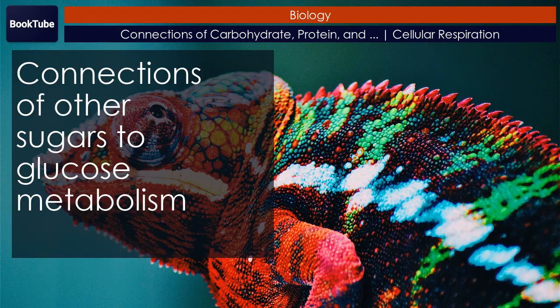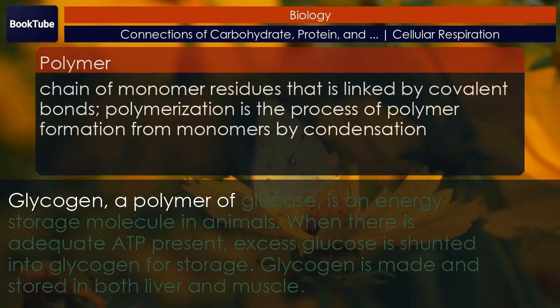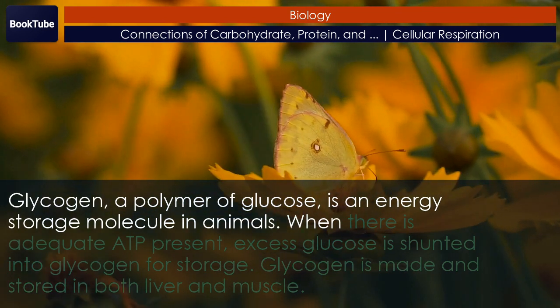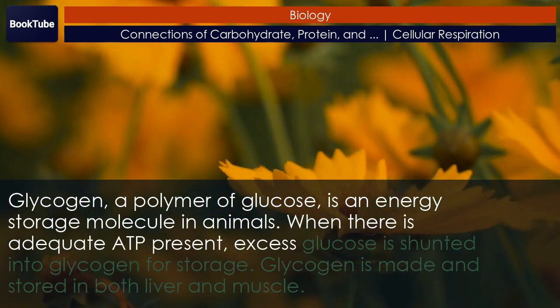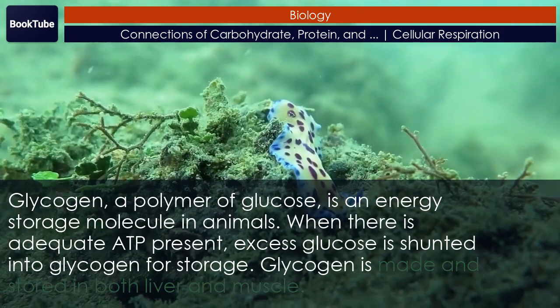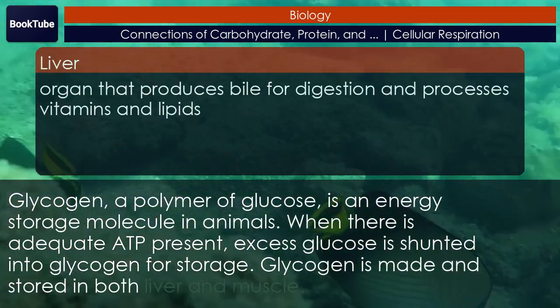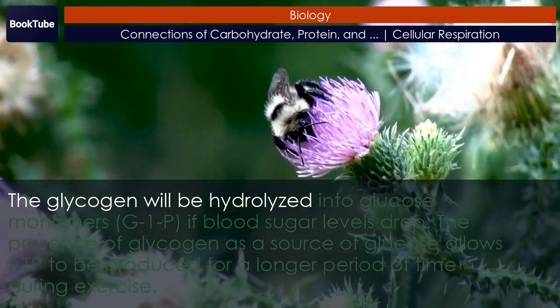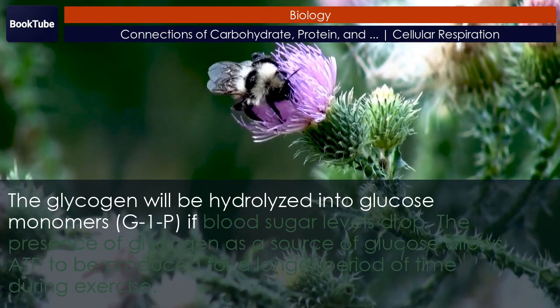Connections of other sugars to glucose metabolism. Glycogen, a polymer of glucose, is an energy storage molecule in animals. When there is adequate ATP present, excess glucose is shunted into glycogen for storage. Glycogen is made and stored in both liver and muscle. The glycogen will be hydrolyzed into glucose monomers, G1P.